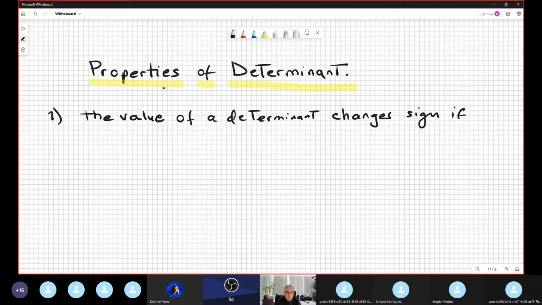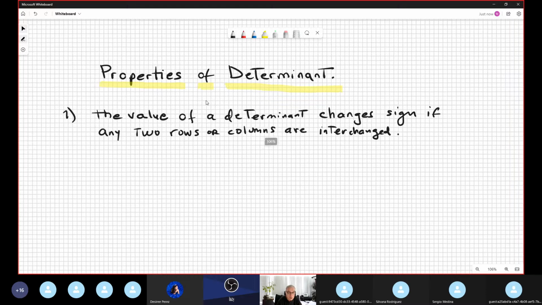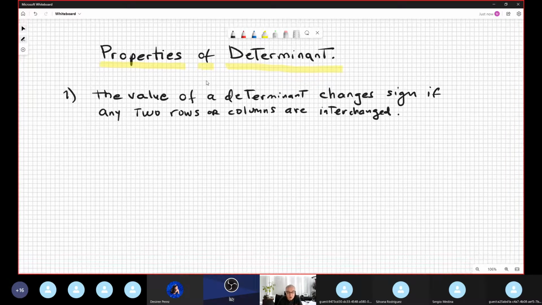if any two rows or columns are interchanged. As you swap two rows or two columns, what happens? Well, if the determinant was 40, now it's negative 40. The new one after the swap.